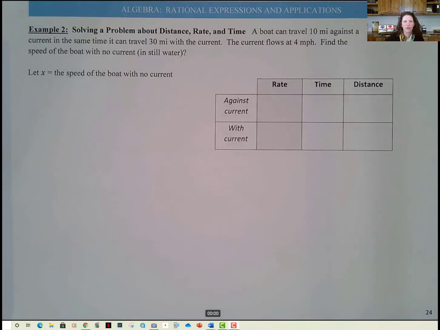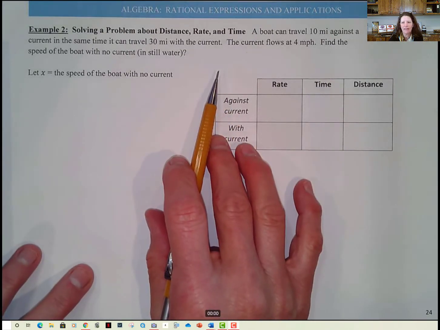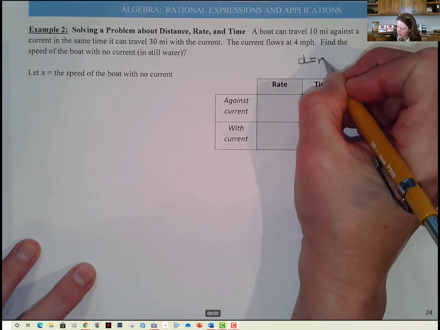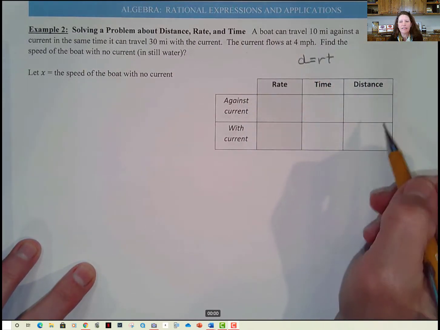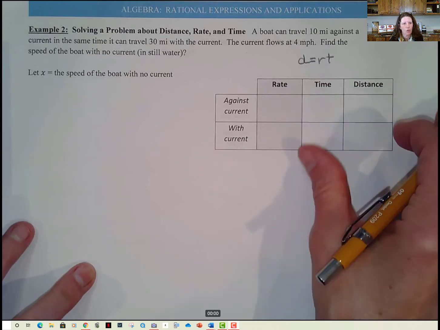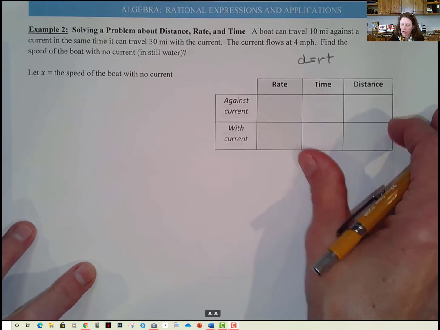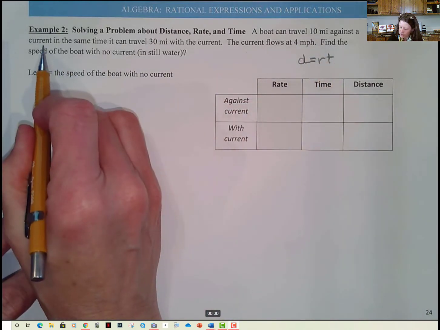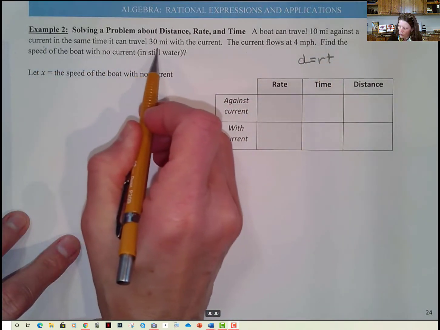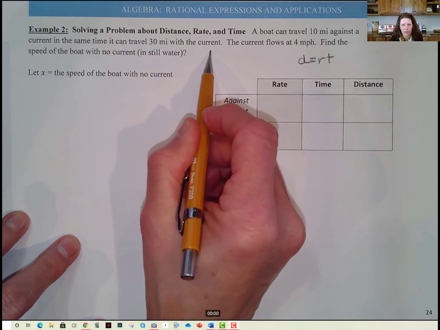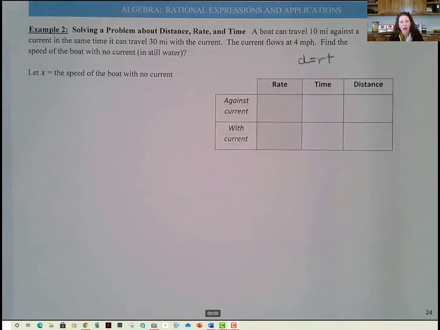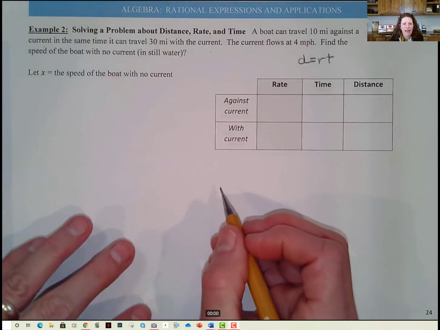Well, let's look at another example. Example 2, solving a problem about distance, rate, and time. And let's just recall the formula: distance is equal to rate times time. We're going to need that. A boat can travel 10 miles against a current. In the same time, it can travel 30 miles with the current. So it can go further with the current because the current is helping it move along at a faster rate.